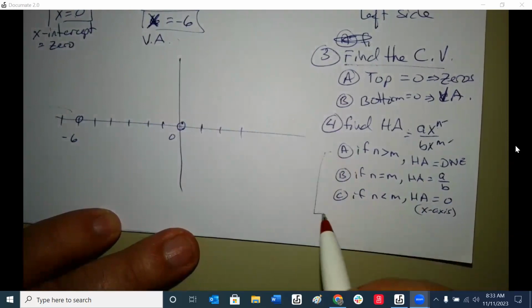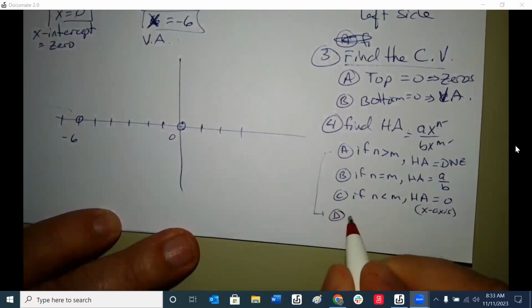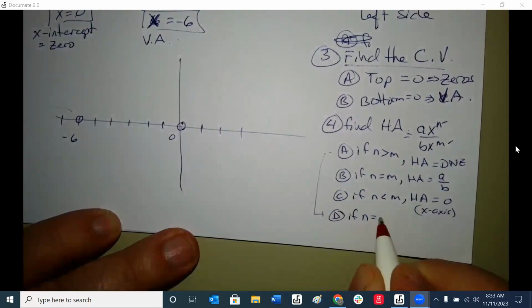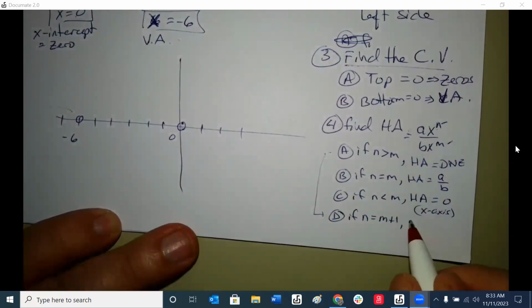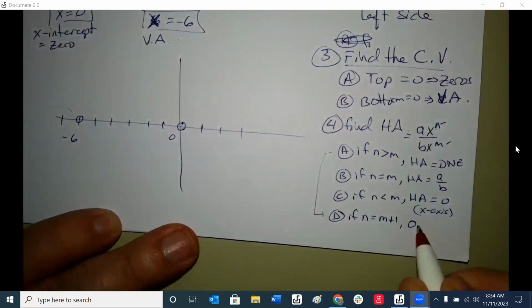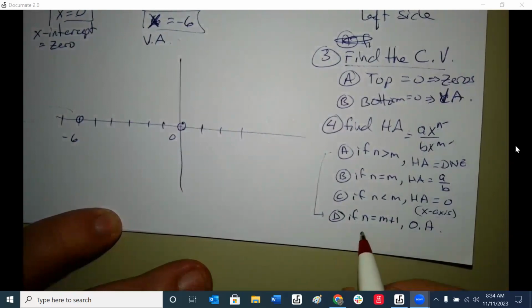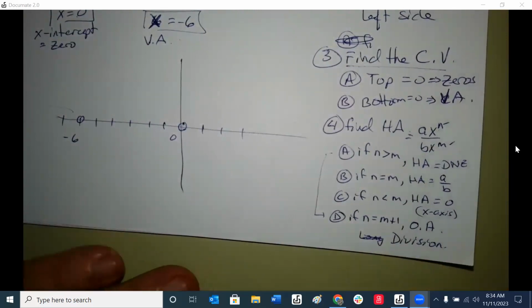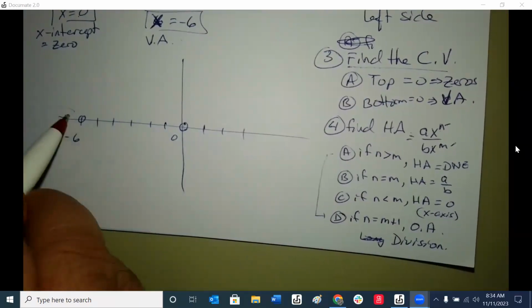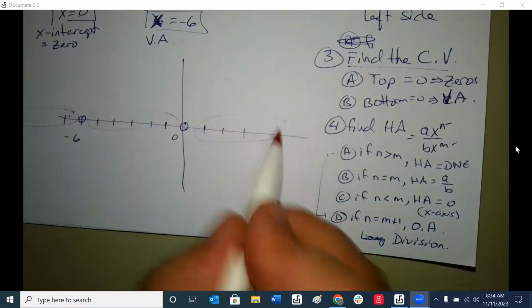And remember, if n is one more than the bottom, then we have an oblique asymptote. So we do long division, just division, to find our equation. It'll be a slant. It'll be an equation. All right. So my intervals are here.